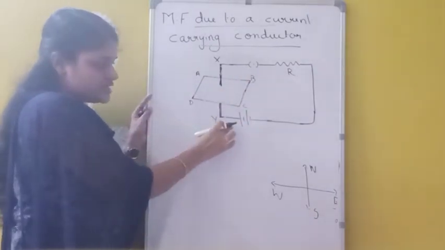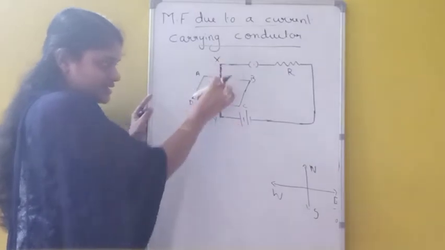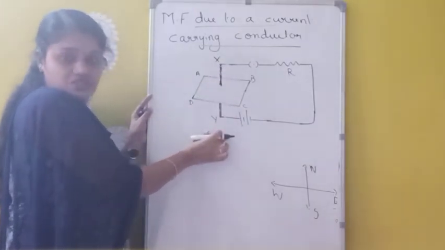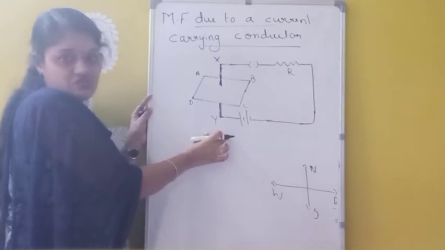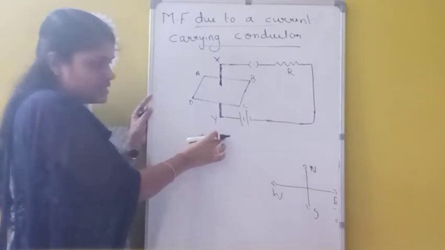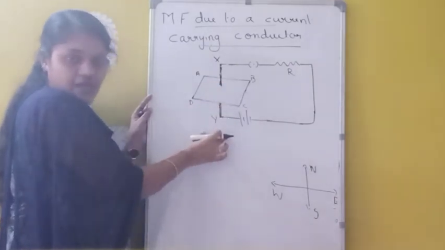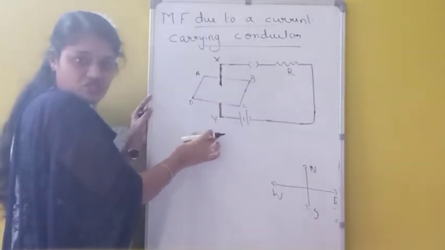So whenever current is passing through this conductor, it behaves as a magnet, and that property is called as which one? Magnetic effect of electric current. So whenever electric current passes through a conductor, this conductor behaves as a magnet, and that property is called magnetic effect of electric current.